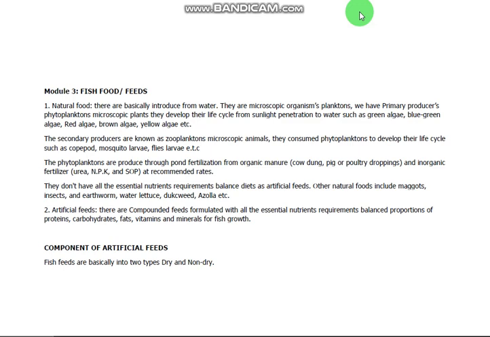So the second one is the artificial feeds, especially the ones that are compounded, formulated with all essential nutrient requirements, balanced proportions of proteins, carbohydrates, fat, vitamins, and minerals for your fish to grow. So in the next slide, we are going to be looking at the components of artificial feeds, and basically we have two. We have the dry feed and the non-dry feed. So let's go ahead.